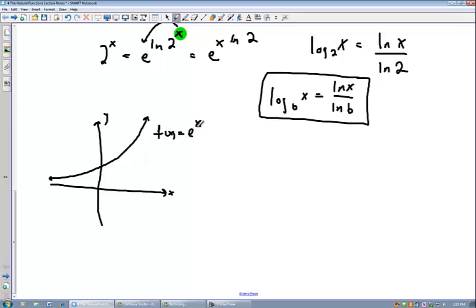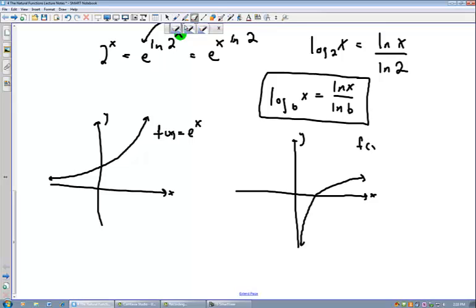e to the x. And then ln of x is the inverse. So it has, instead of a horizontal asymptote, a vertical asymptote at x equals 0, and it looks like that. So these are two graphs. And if you want, let's call this g of x, since I was calling it g of x before. So g of x equal to ln of x.